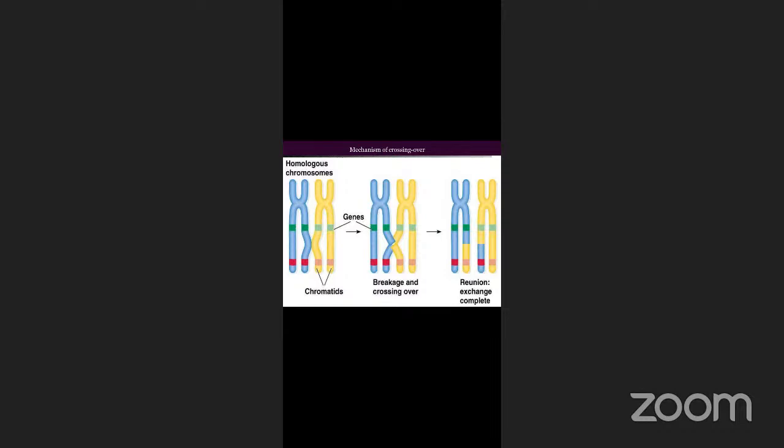Ma'am, do linkages occur in our system also? Yeah, in humans also we see linked genes. Usually disease genes, like some.